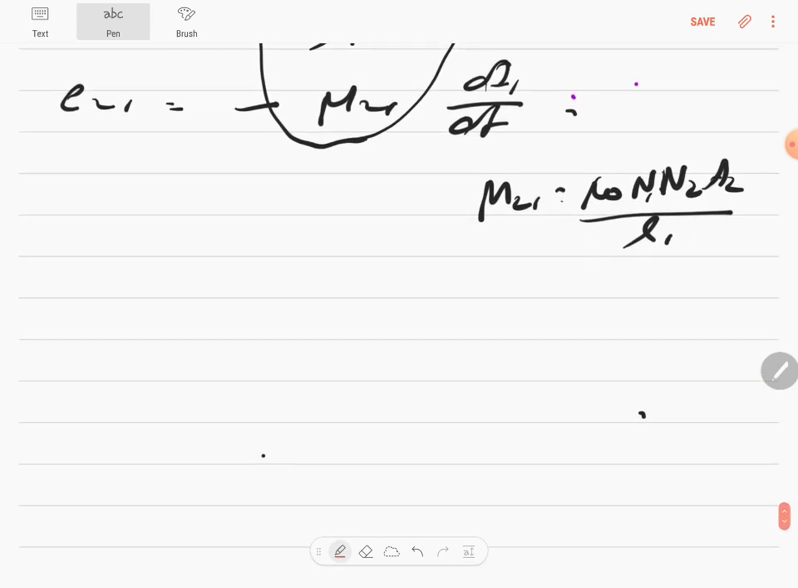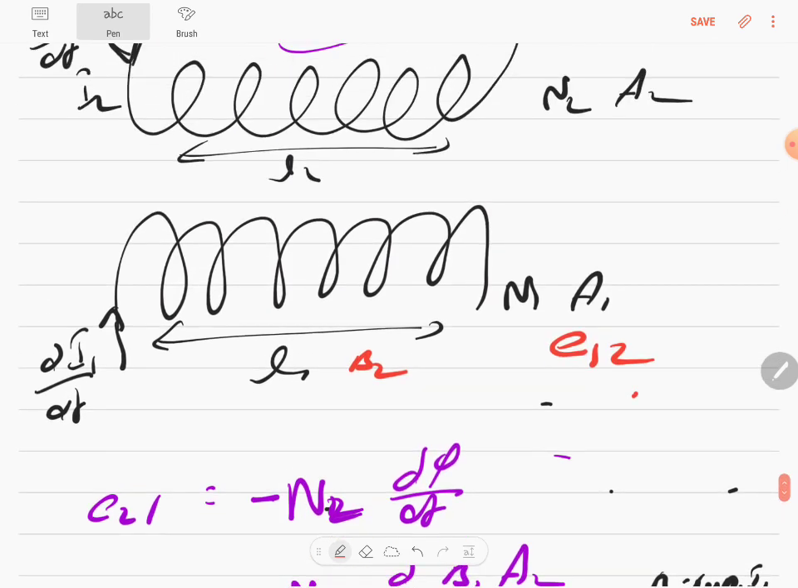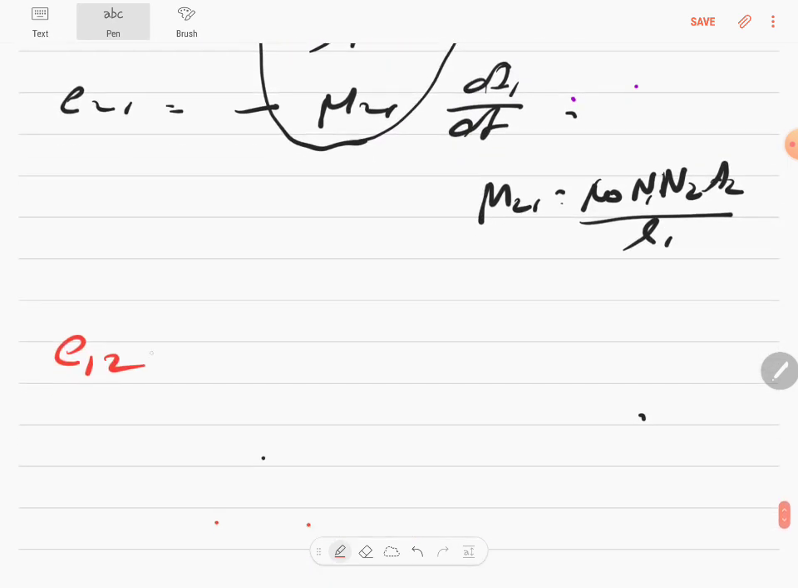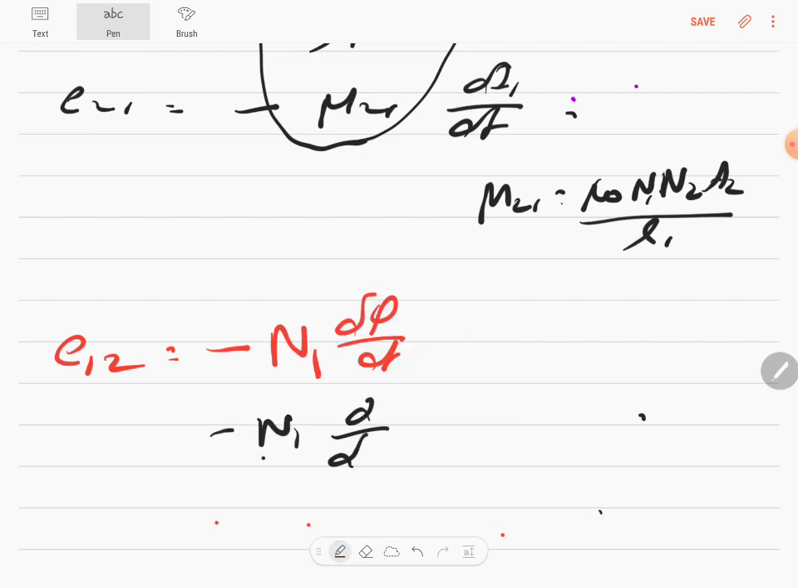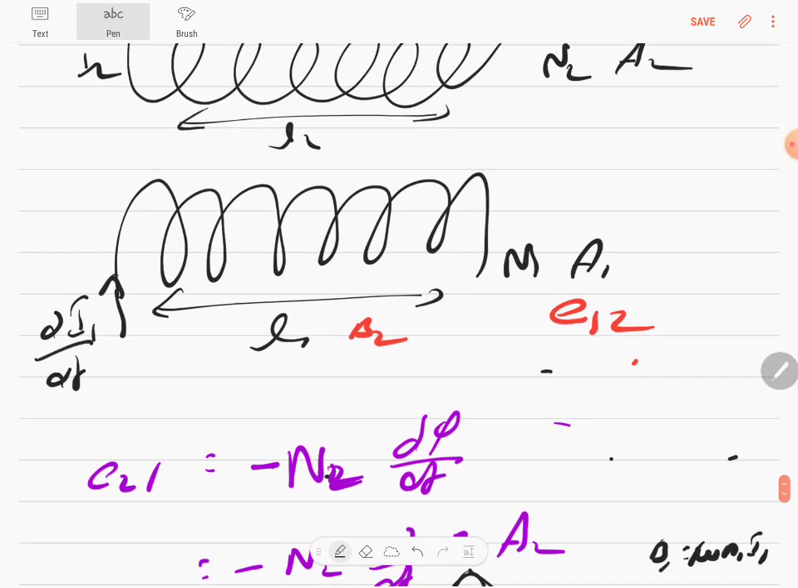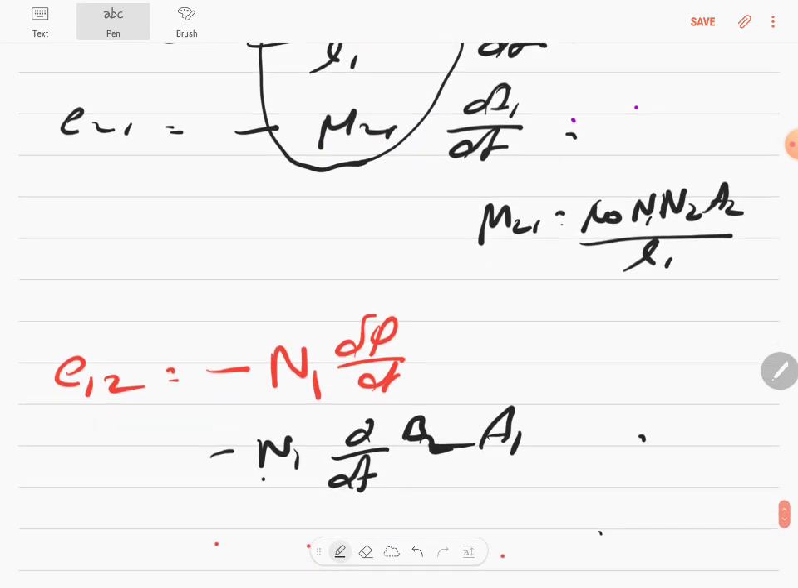So I have to write E on the first coil due to second coil. E12 is equal to minus the number of turns of the affected coil into d phi by dt. Phi is nothing but B dot ds. B is B2 into A1. Okay, you know B2 is what is affecting it. B2, in red color, is what is affecting it: B2 into A1.